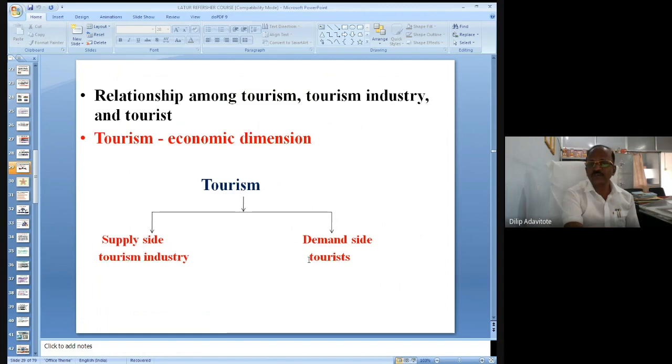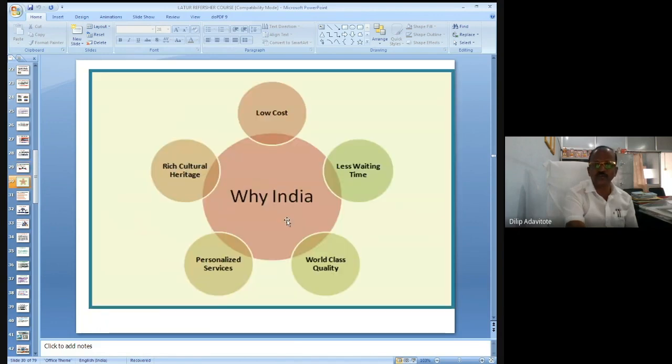The relationship between the tourism industry and tourists, we must understand this also. This is the economic dimension point of view. That is, there is always a supply side tourist industry and a demand side tourist industry. We must keep this issue in our mind as geographers. We must concentrate on this economic issue also.